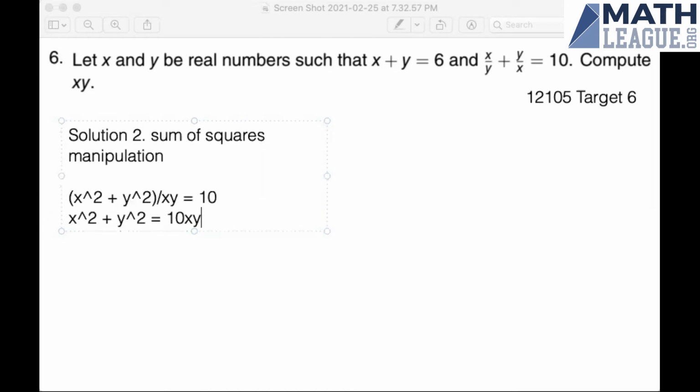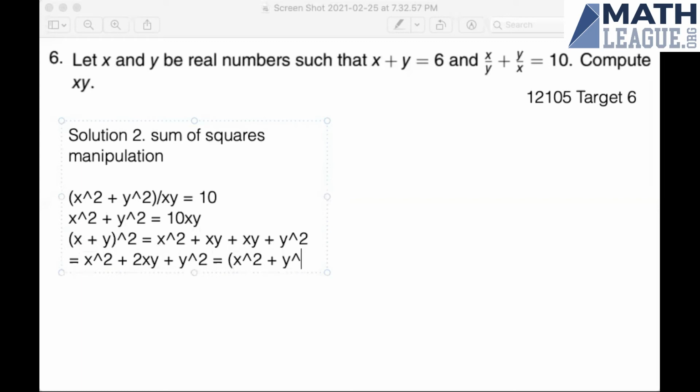Well, what do we do from here? Just out of curiosity, I don't exactly know what else to do, so I want to see what happens when I try squaring x plus y. Remembering our FOIL, that's x squared plus xy plus xy plus y squared. That's x squared plus 2xy plus y squared. Wonderful. We've just gotten an expression that has an x squared plus y squared in it, but it also has a 2xy. But that's no problem because we just saw that x squared plus y squared equals 10xy.